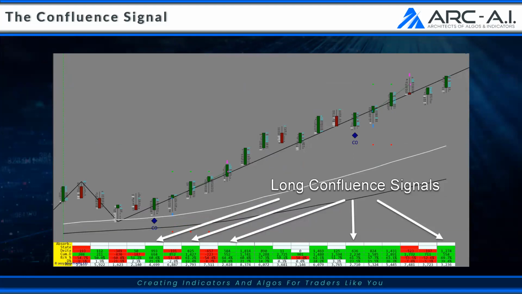Let's take a look at confluence. How many of you have heard about the confluence signal? And you've heard Sean say, it's coming, we're building it, it's coming, V2. V2 is here, and so is confluence.